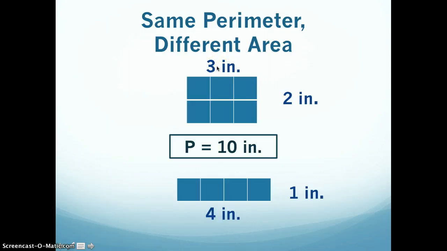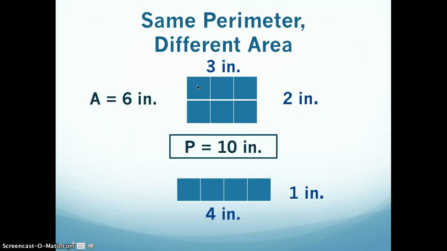So we know that 3 plus 2 is 5. 3 plus 2 is 5. Add them together, you get 10. Similarly, 4 plus 1 is 5, and 4 plus 1 is 5. 5 plus 5 is 10. The perimeter is exactly the same. Even though the rectangles look very different, the outside fencing would actually be the exact same length. The inside is what's different.